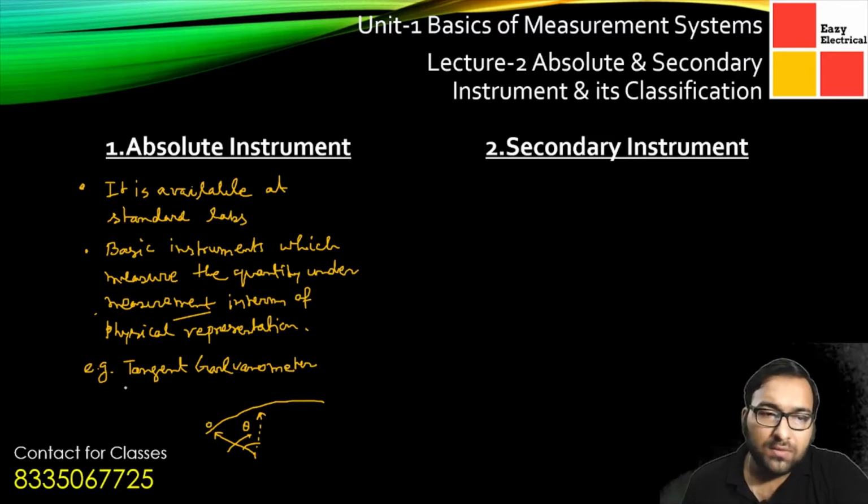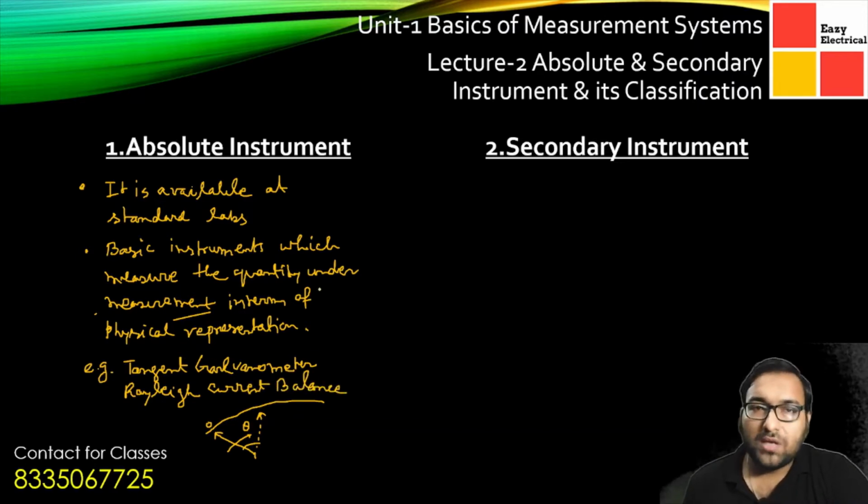One more example is the Rayleigh current balance meter. Rayleigh current balance is another example of our absolute instrument. So a basic physical measurement is done by the deflection of the pointers.